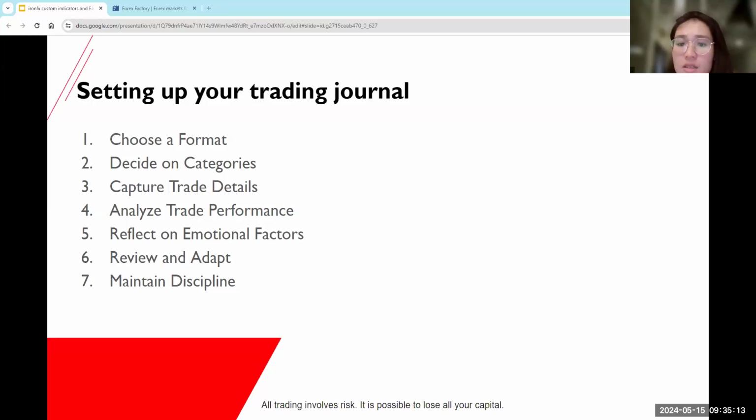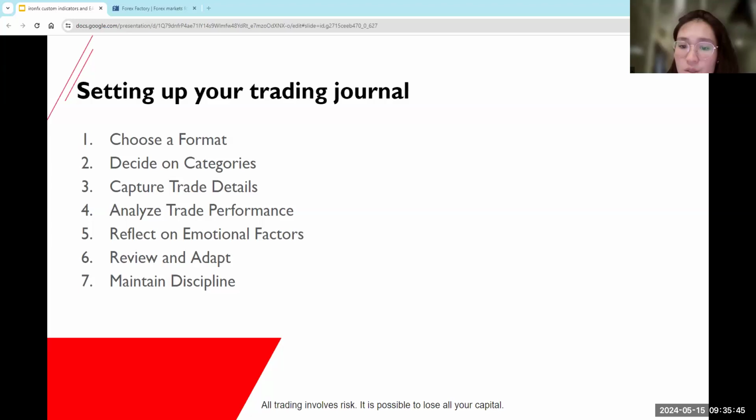Capture trade details, that basically means recording any relevant information, and being consistent and diligent in entering the details accurately and promptly after each trade. Analyze trade performance. Basically, you are going to regularly review your trading journal to analyze your trade performance by looking for patterns, trends, and areas for improvement.